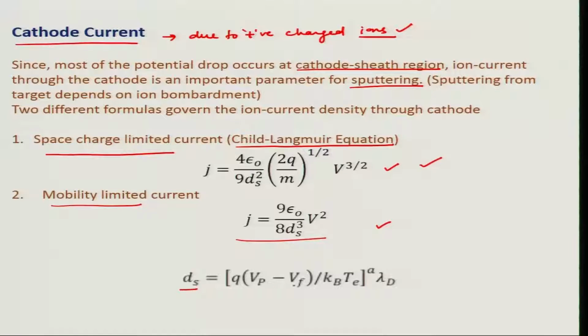Here, ds is a distance which is several multiples of lambda d. This distance ds is called the sheath thickness, or cathode sheath thickness. This is ds, the thickness of the cathode sheath.